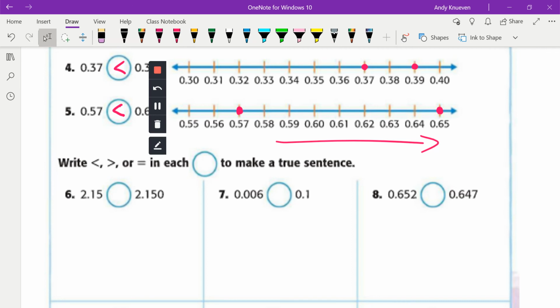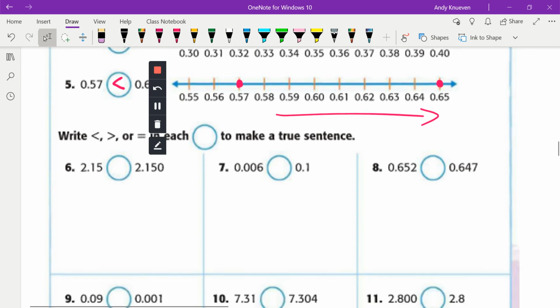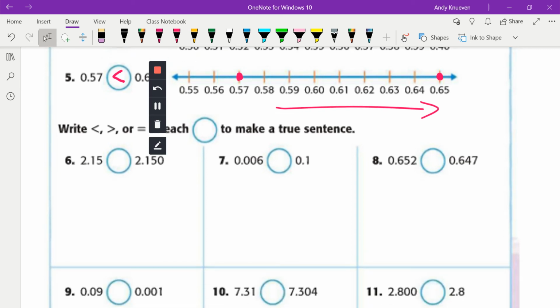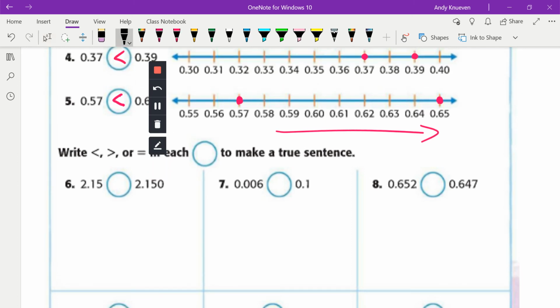Right, less than, greater than, or equal to make our sentence true. So this one, we aren't making a number line. We're going to line up our decimals. So we need to rewrite this and say 2.15 compared to 2.150.